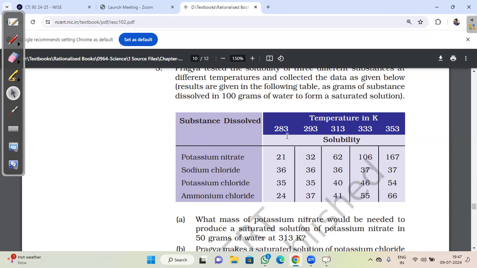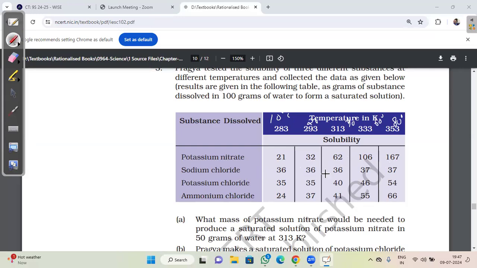283 Kelvin means 10 degrees Celsius. So in degrees Celsius, these temperatures are 10, 20, 30, 40, 60, and 80 degrees Celsius. So the solubility of potassium nitrate is 21, 32, 62, 106, and then 167.